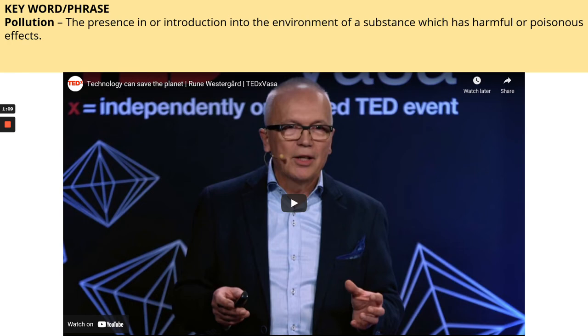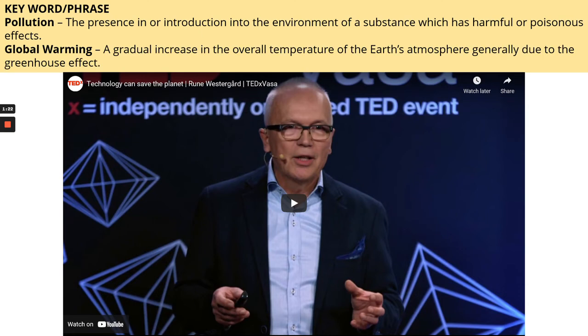The second keyword is global warming. So this comes as an effect of pollution, and it's the gradual increase in the overall temperature of the Earth, generally due to the greenhouse effect. So greenhouse gases include methane, CO2, and that traps in the UV radiation that comes from the sun. It traps it in our atmosphere, increasing the temperature.